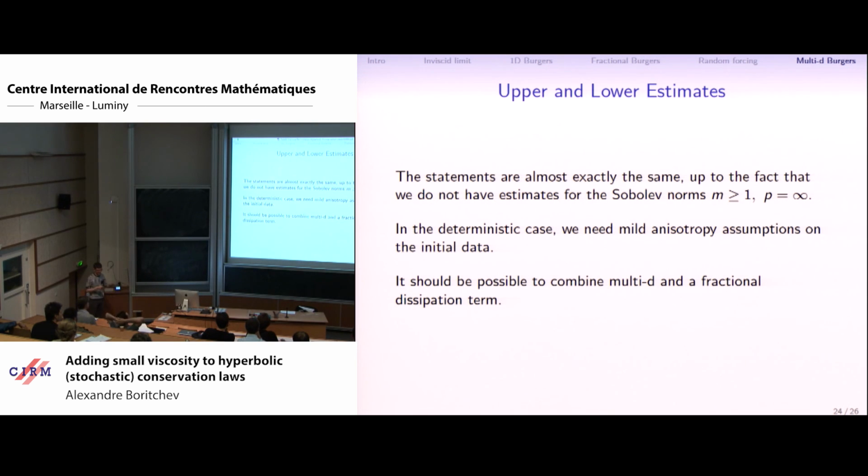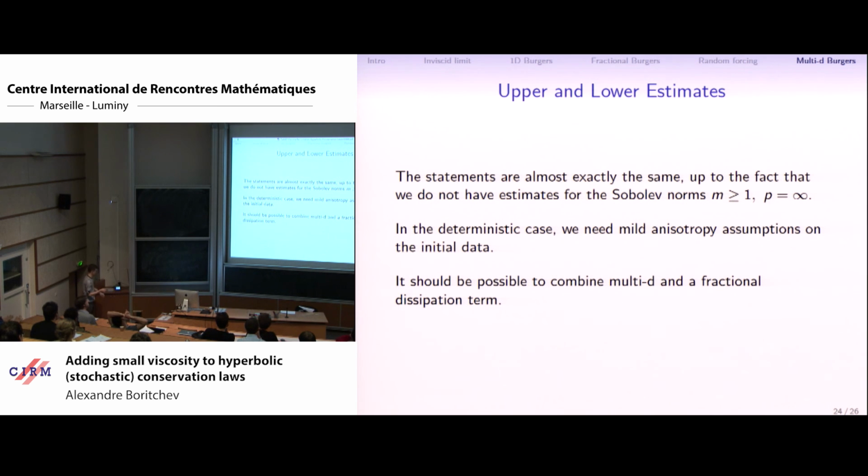And just one thing, there are really no obstacles to combining the multi-D and the fractional dissipation term, but I think it would be very long. I mean, the multidimensional paper is already around 50 pages long, so I see no specific challenge, but it's not something I have looked at yet. And by the way, my fractional paper is in a purely deterministic setting, but again, I really see no obstacles to combining a fractional dissipation and this kind of random forcing.